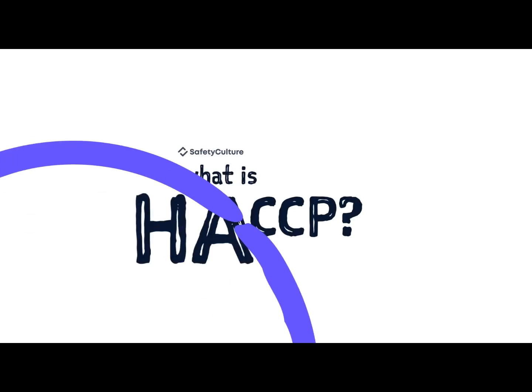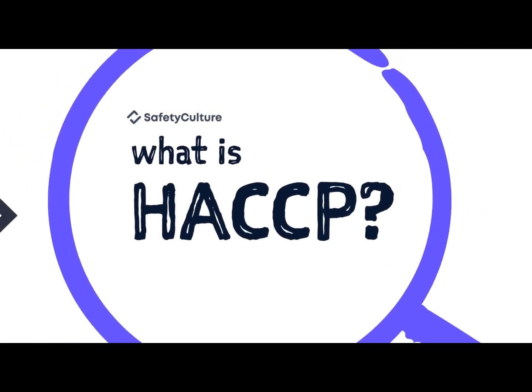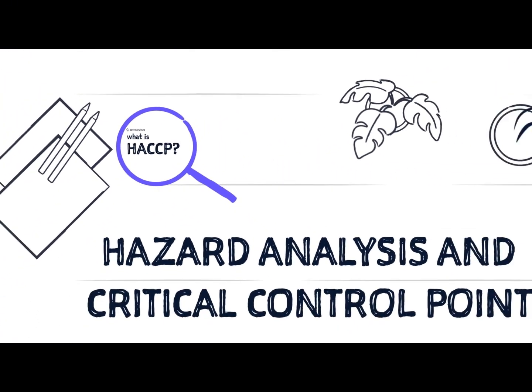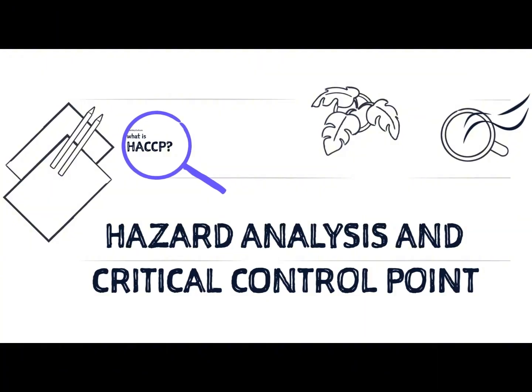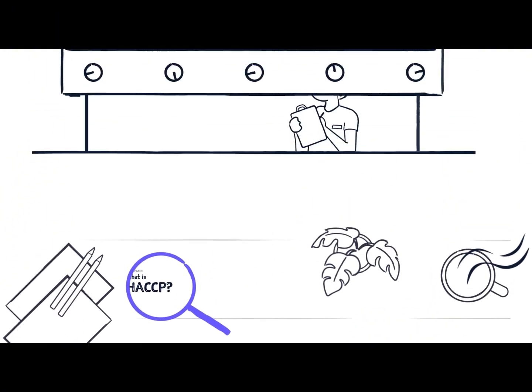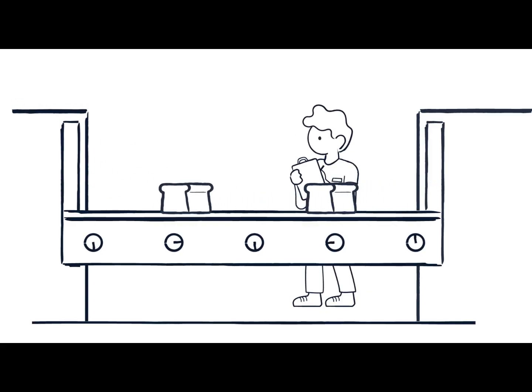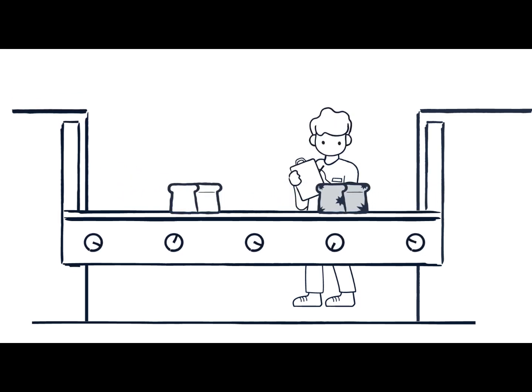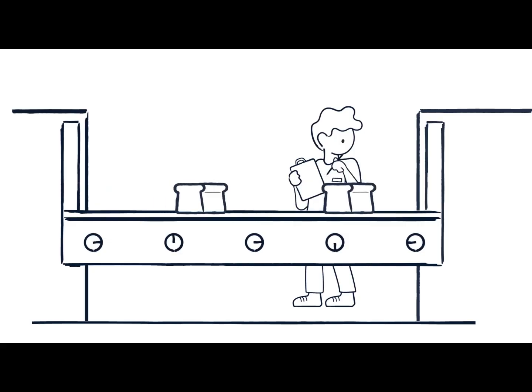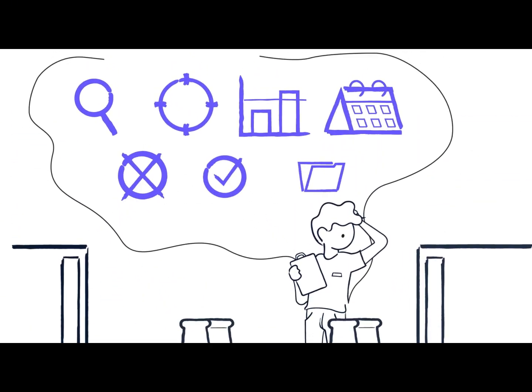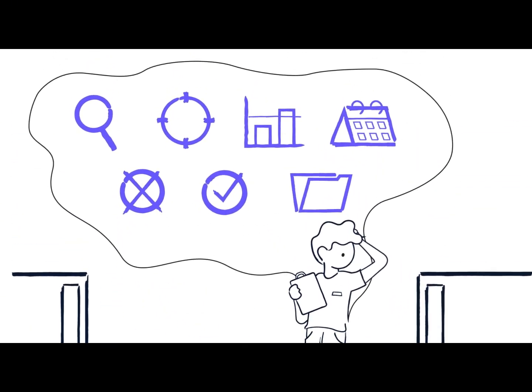What is HACCP? HACCP stands for Hazard Analysis and Critical Control Point. It's a food safety management system that aims to proactively identify food safety hazards and come up with steps to reduce or eliminate potential hazards from food production to food consumption. Implementing a HACCP system involves developing a plan that follows the 7 HACCP principles, which are as follows.